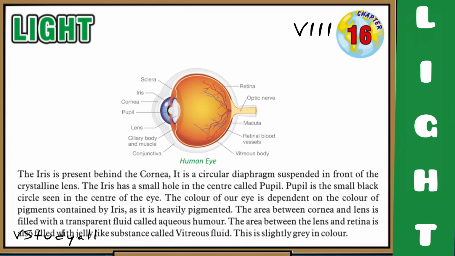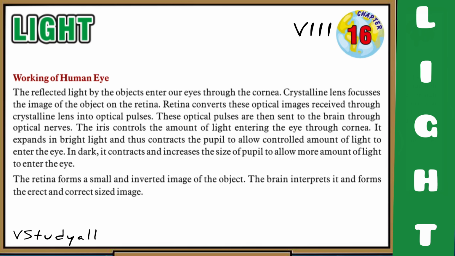Now let's see the working of the human eye. The light reflected by the object enters our eyes through the cornea. The crystalline lens focuses the image of the object on the retina. The retina converts these optical images received through the crystalline lens into electrical pulses. These pulses are then sent to the brain through optic nerves.